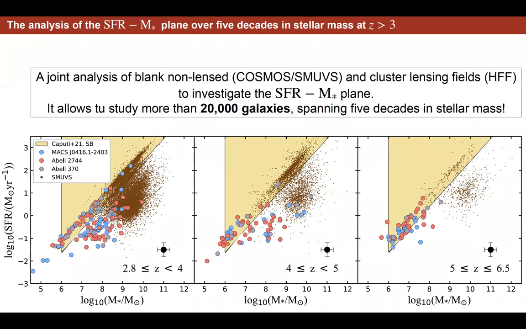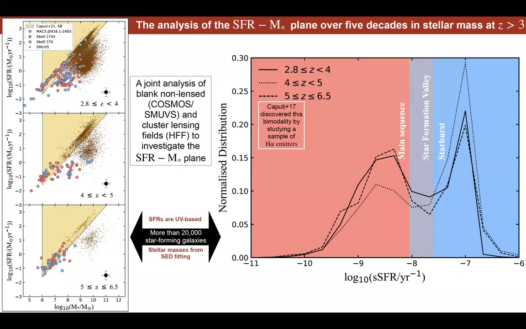As I told you before, Caputi and collaborators in 2017 demonstrated that between redshift 4 and redshift 5, a sort of bimodality arises in this star formation rate stellar mass plane. So we decided to see if this bimodality applies to the whole redshift range we studied here. And as you can see on the right side, we consider the specific star formation rate distribution for the three redshift bins we analyzed. This plot is color coded by main sequence, the star formation valley, which is the region in between the main sequence and starburst, and in blue you can see the starburst zone.